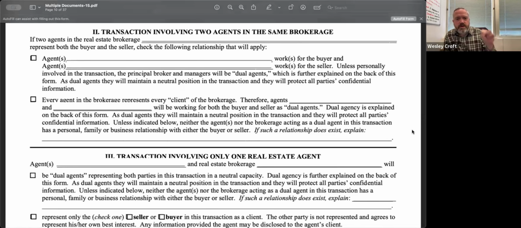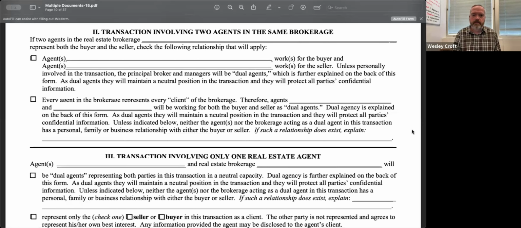The second one is involving two agents in the same brokerage. So for example, if I was doing a deal with Chris Burns, our team leader, I would check this box. If two agents in the real estate brokerage, KWGM, we would check the top box. Agent Wesley works for the buyer and agent Chris works for the seller.